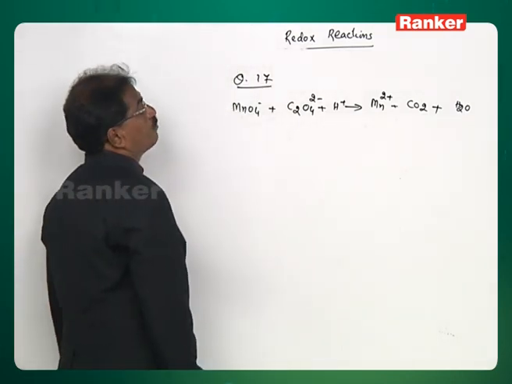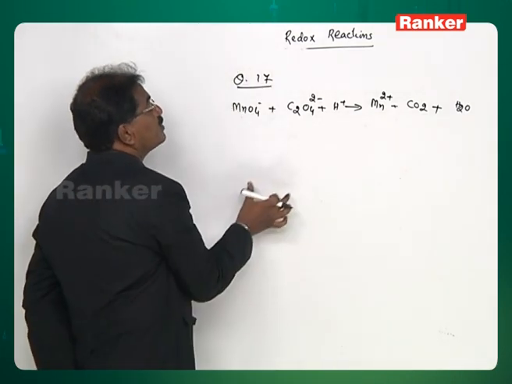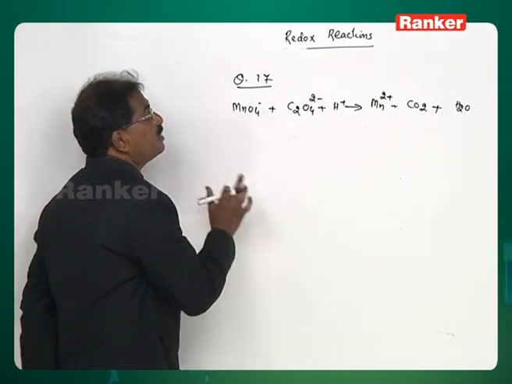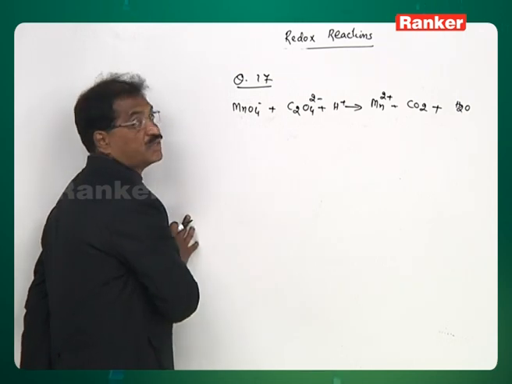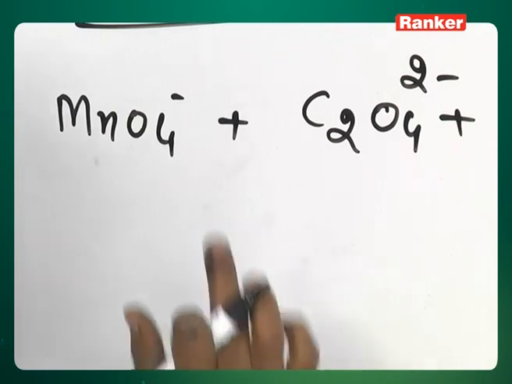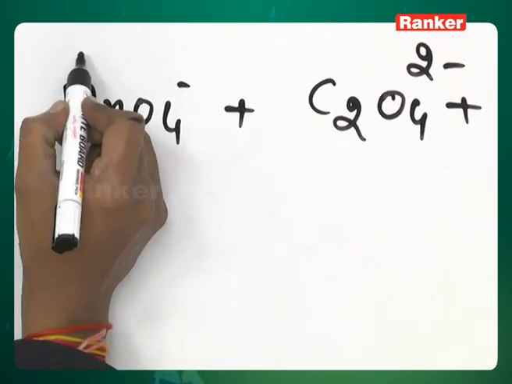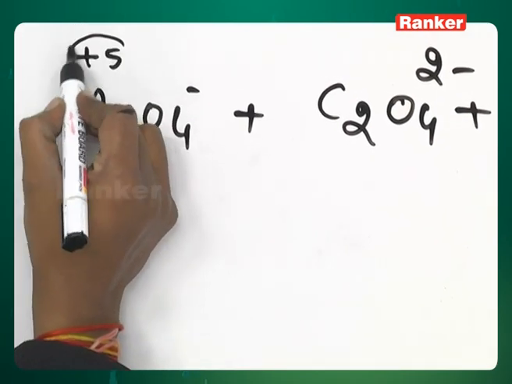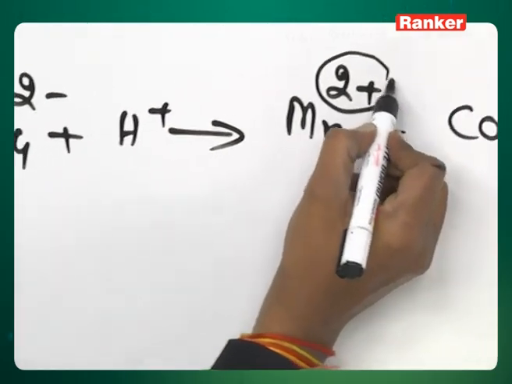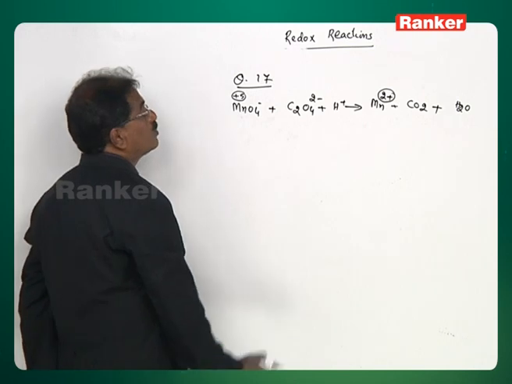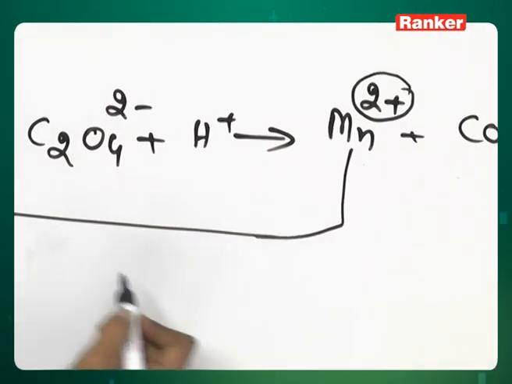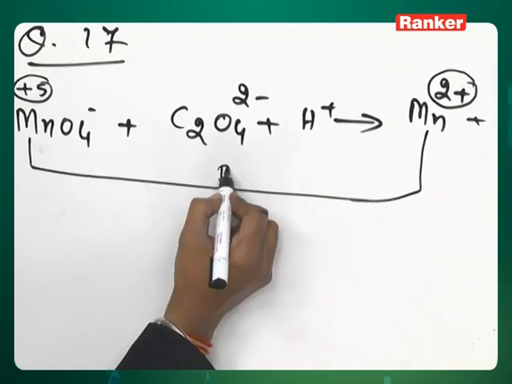First, when any redox reaction is given, in order to balance the reaction, first identify the atoms whose oxidation state is changing. Here in this reaction, for manganese there is a change in the oxidation state. Before the reaction, the oxidation state of manganese is plus 5. After the reaction, the oxidation state of manganese is plus 2. Due to that change, we can say manganese is undergoing reduction.